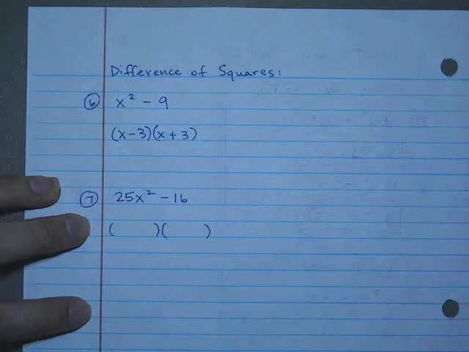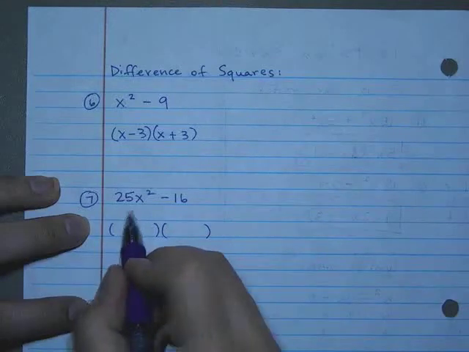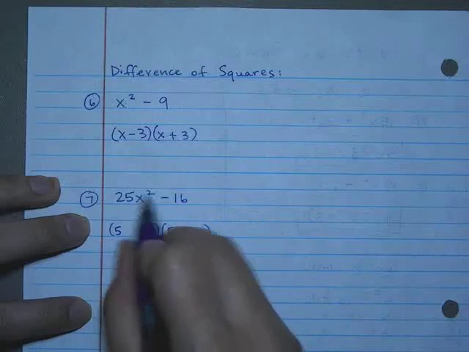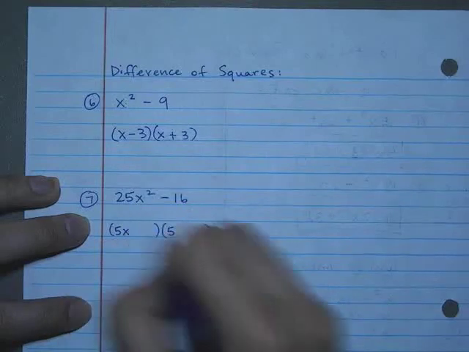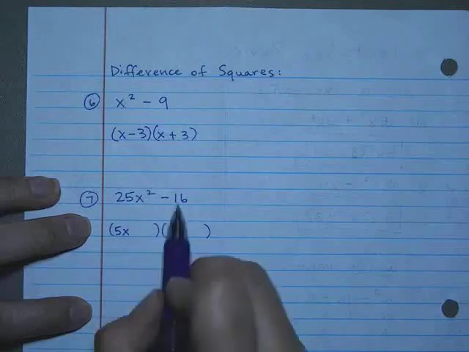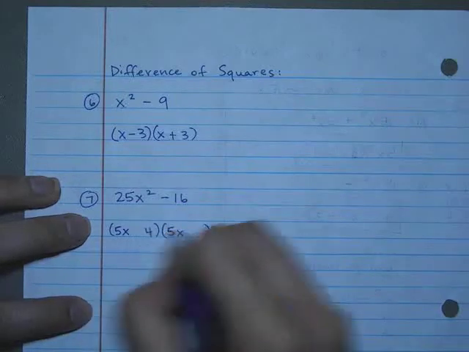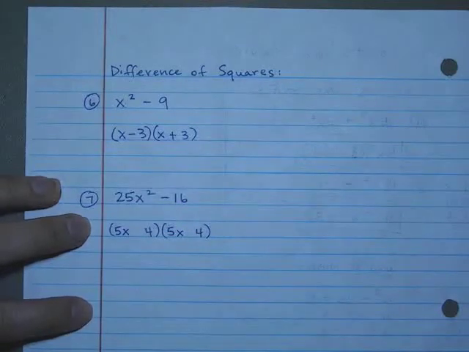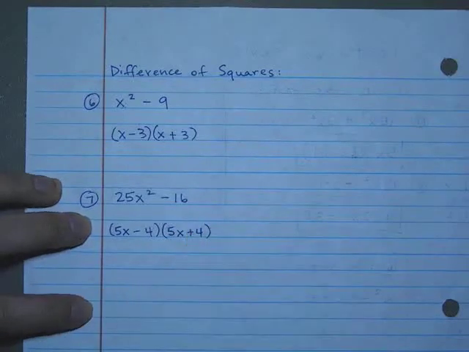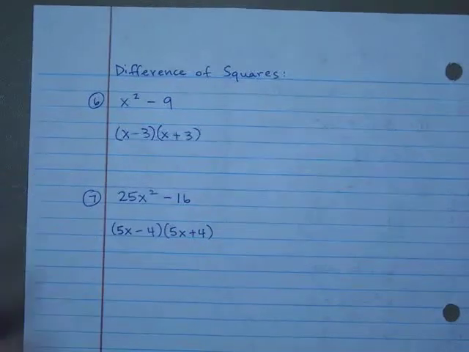All right, the square root of 25, if you're not sure, the square root of 25 is 5, so that goes at the beginning of each one. The square root of x squared is x, so 5x at the beginning of each set of parentheses. And then the square root of 16 is 4, so that goes at the end of each set of parentheses, and then one gets a minus, one gets a plus. And it doesn't matter if you put the plus at the beginning or the plus at the end.